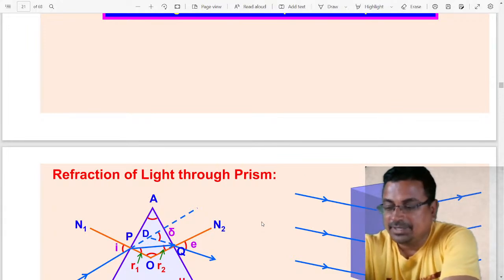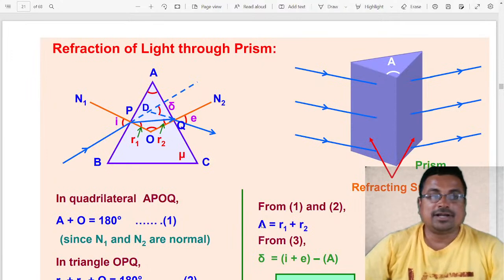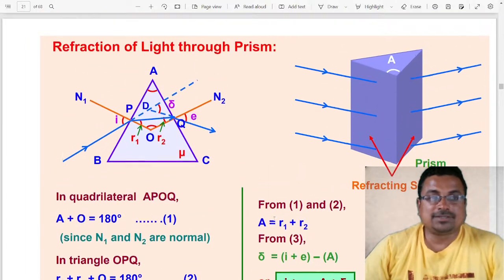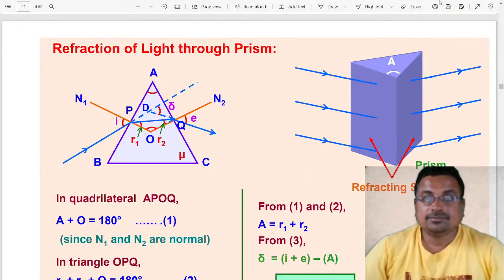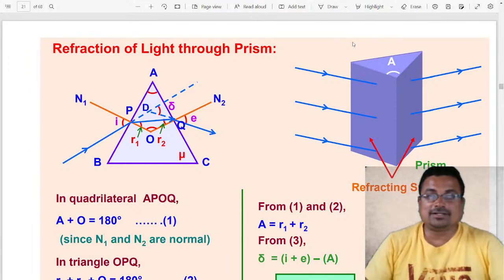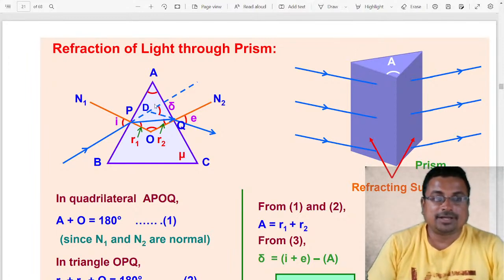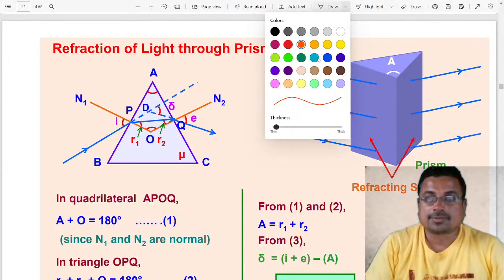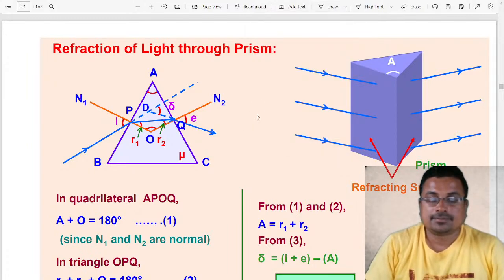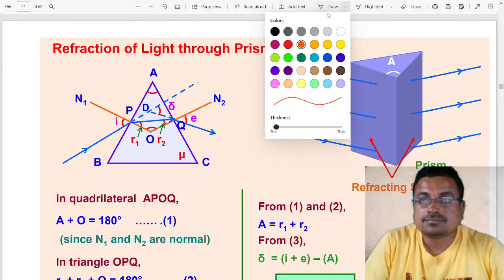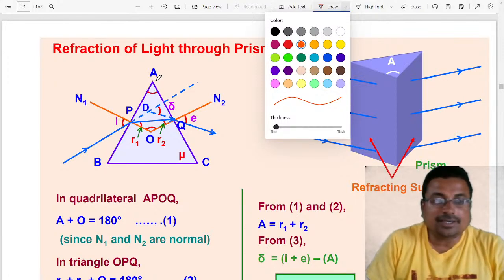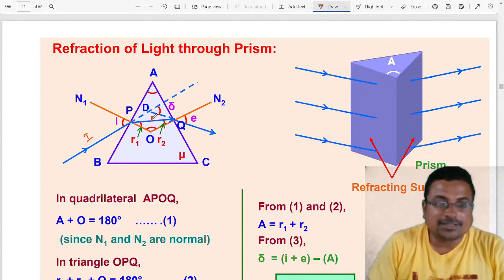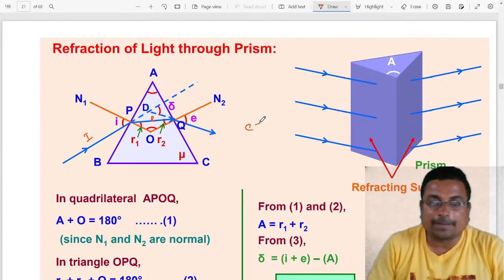So friends, let's begin. The first is about the refraction of light by a prism. A prism has a triangular shape and two refracting surfaces. A is called the angle of prism. This ray is the incident ray, this ray is the refracted ray, and E is the emergent ray.